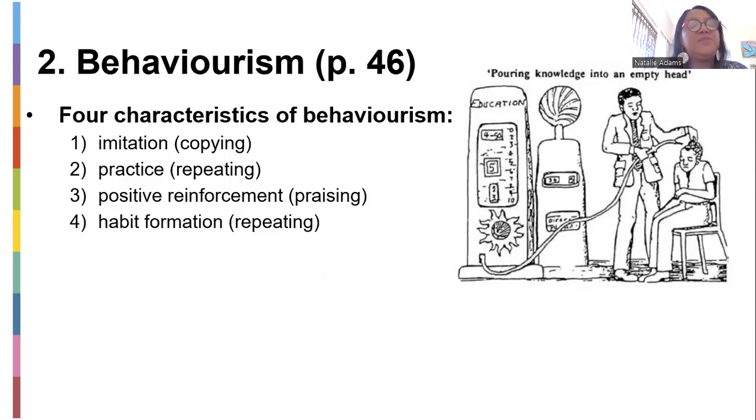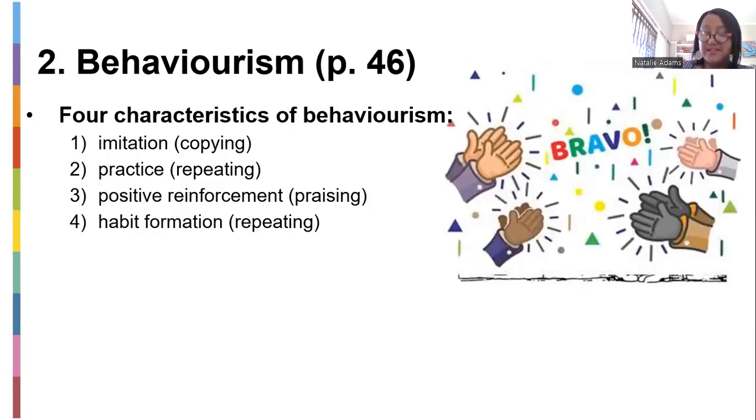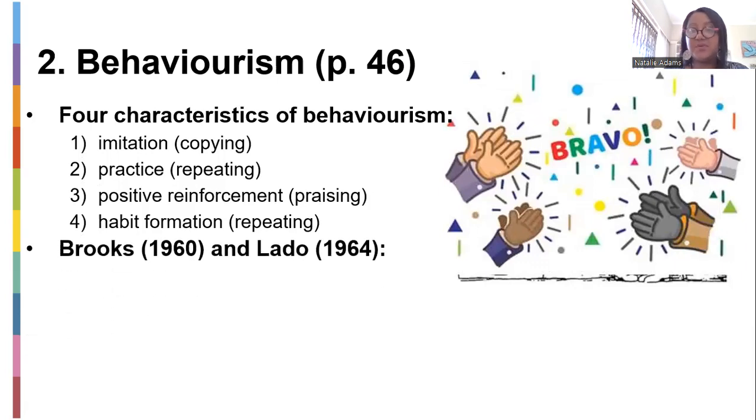So, meaning that we copy. If you learn something and you copy it, it means that you have now officially learned something, and that's not the way it works. So imitation, meaning the teacher says something and then the students repeat it. Practice: if you practice that imitation, the child will then remember it. If you use positive reinforcement, you praise it, the child will then remember it. And if you do it constantly, habit formation, then the child will remember it. But we think that is the way it works, but it doesn't work that way.